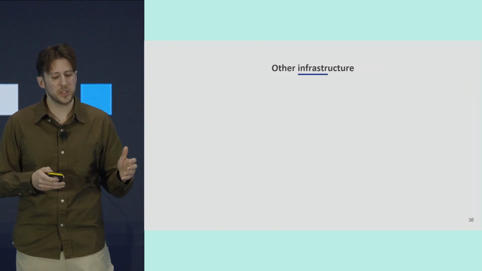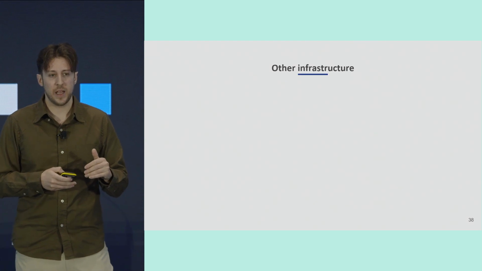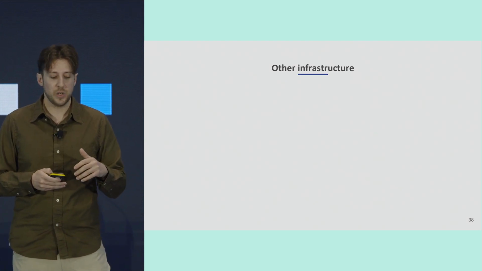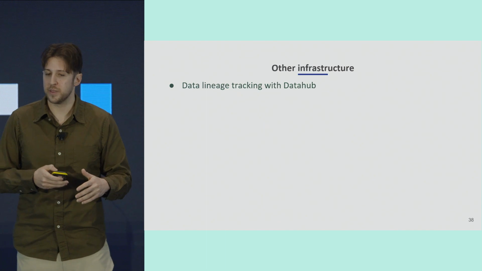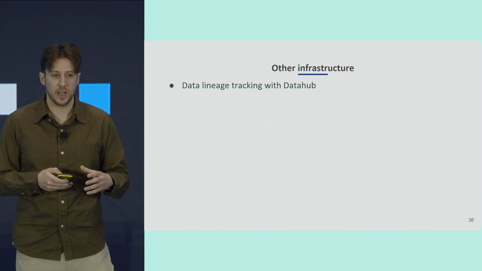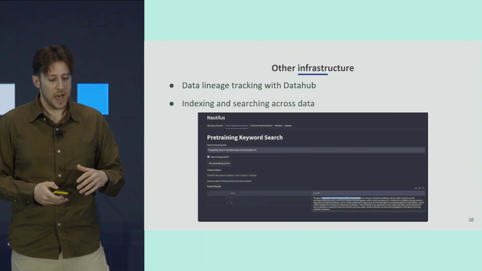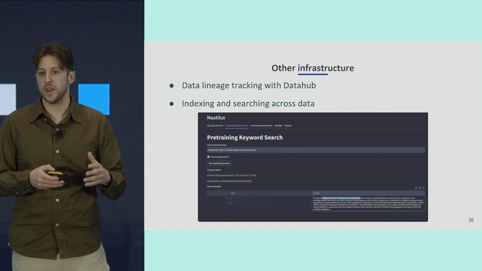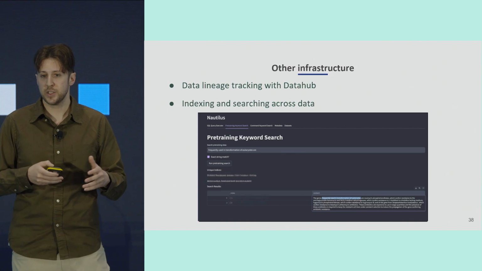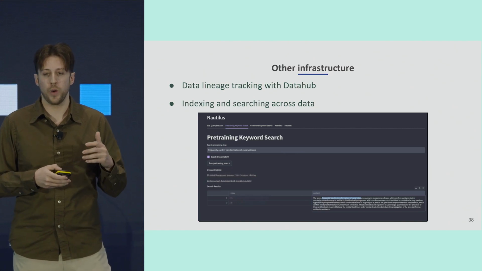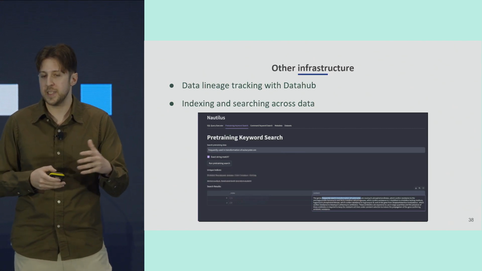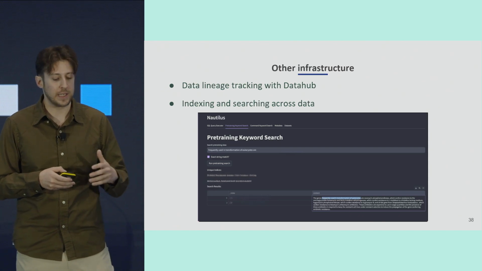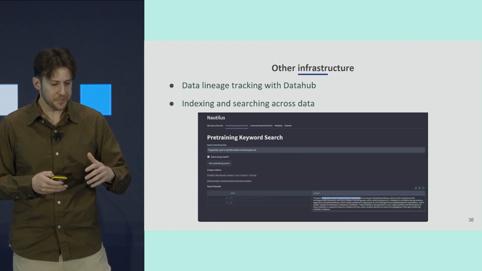There's some other stuff that's really interesting that we've built. Data lineage tracking with Data Hub, so having better data governance and data management practices. And as I said, indexing and searching across our pre-training data, which is valuable if you want to extract certain slices of the data or see if there's been test set leakage or eval leakage, things like that.